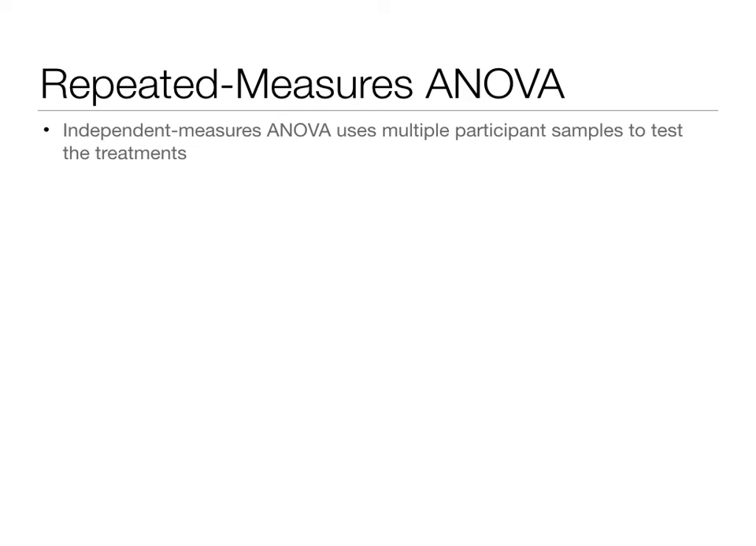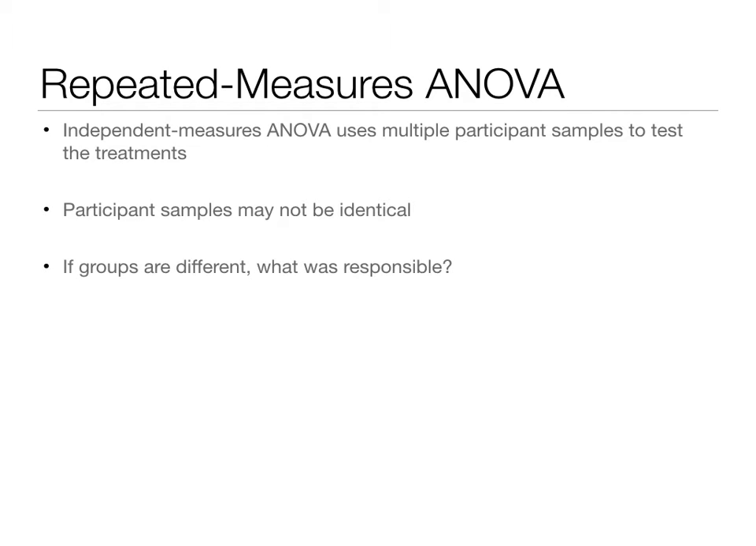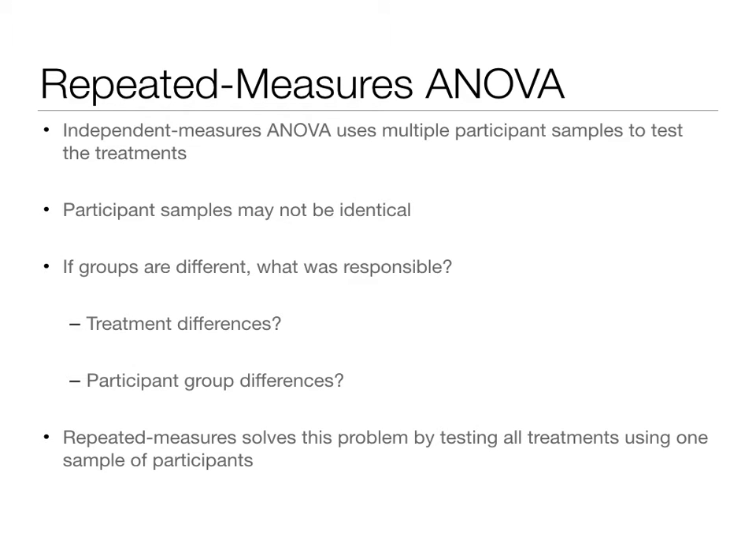Repeated measures ANOVA uses the same kind of technique that we had from independent measures ANOVA. We're just going to change a couple of things. In independent measures ANOVA, there are a bunch of different people in different groups. The samples may not be identical. So if these groups were different, what was responsible? Was it the treatment differences or the participant group differences? We don't know, because we have individual differences in an independent measures design. However, repeated measures solves this problem by testing all the treatments using one sample of participants.